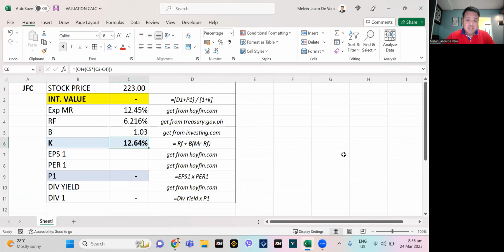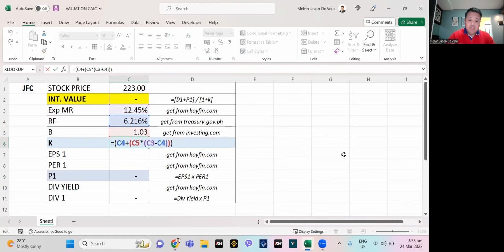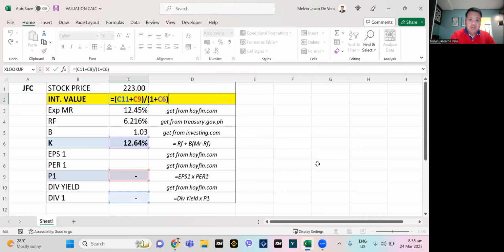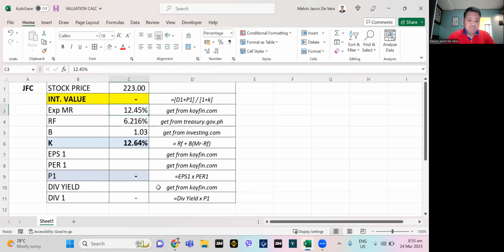Okay, so I suppose you also know how to formulate the cells in your Excel. There you go. Okay, for the price. Now that we know it, the next thing is we get the EPS next year and the price to earnings ratio next year. Why? Because we need to get the price target.